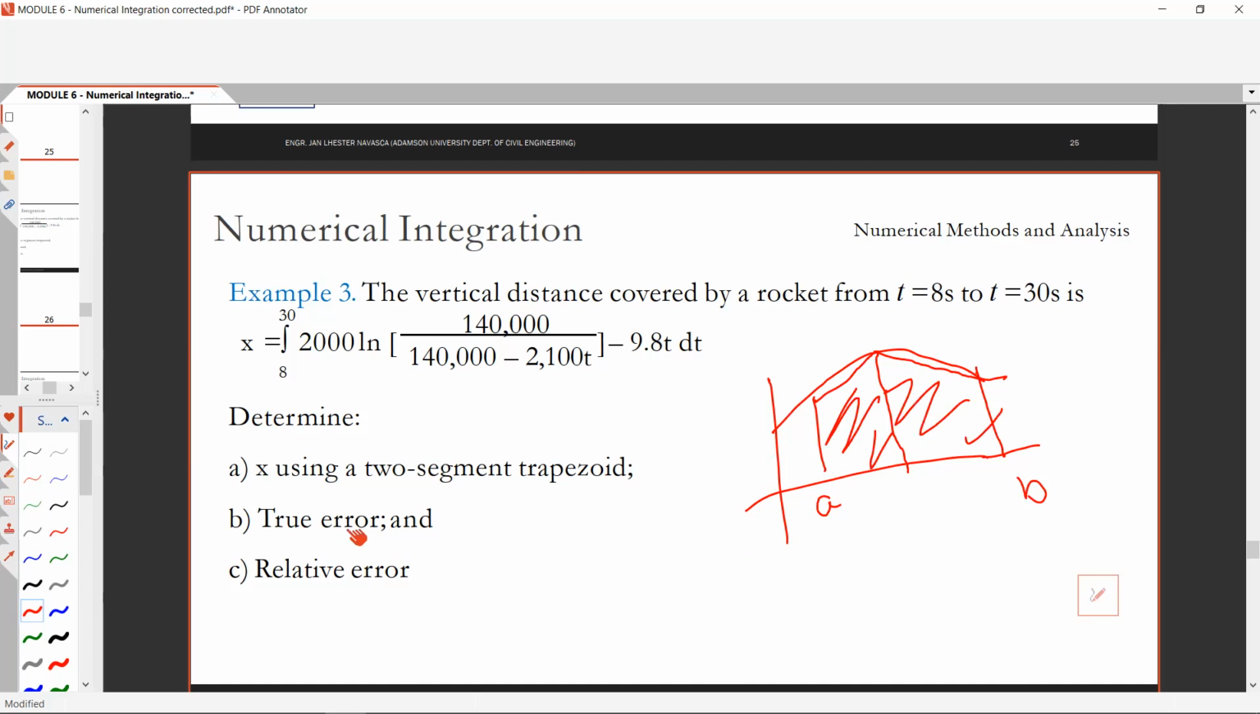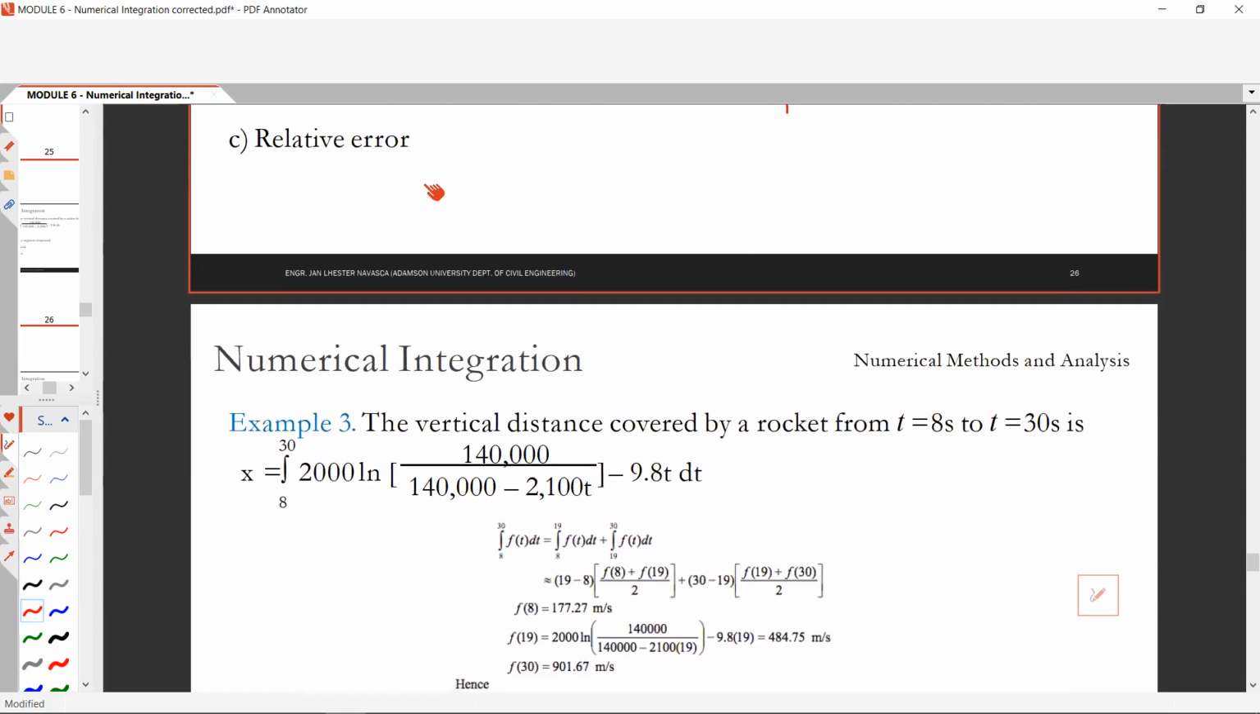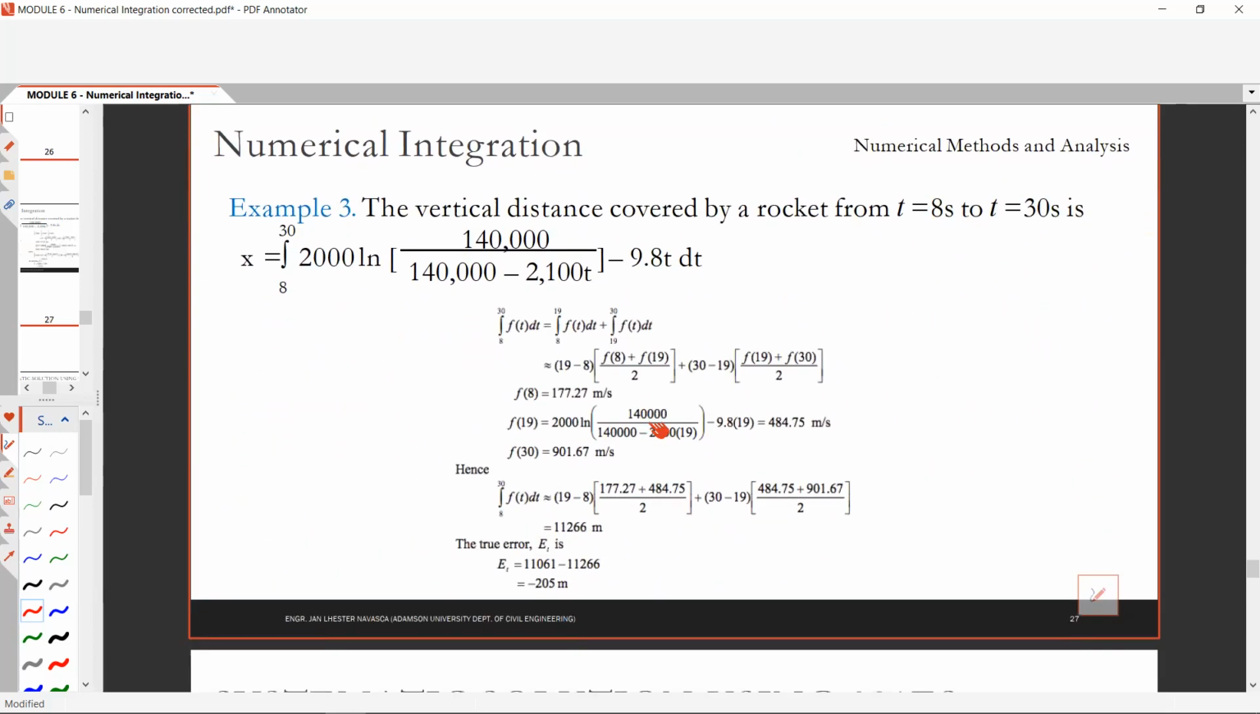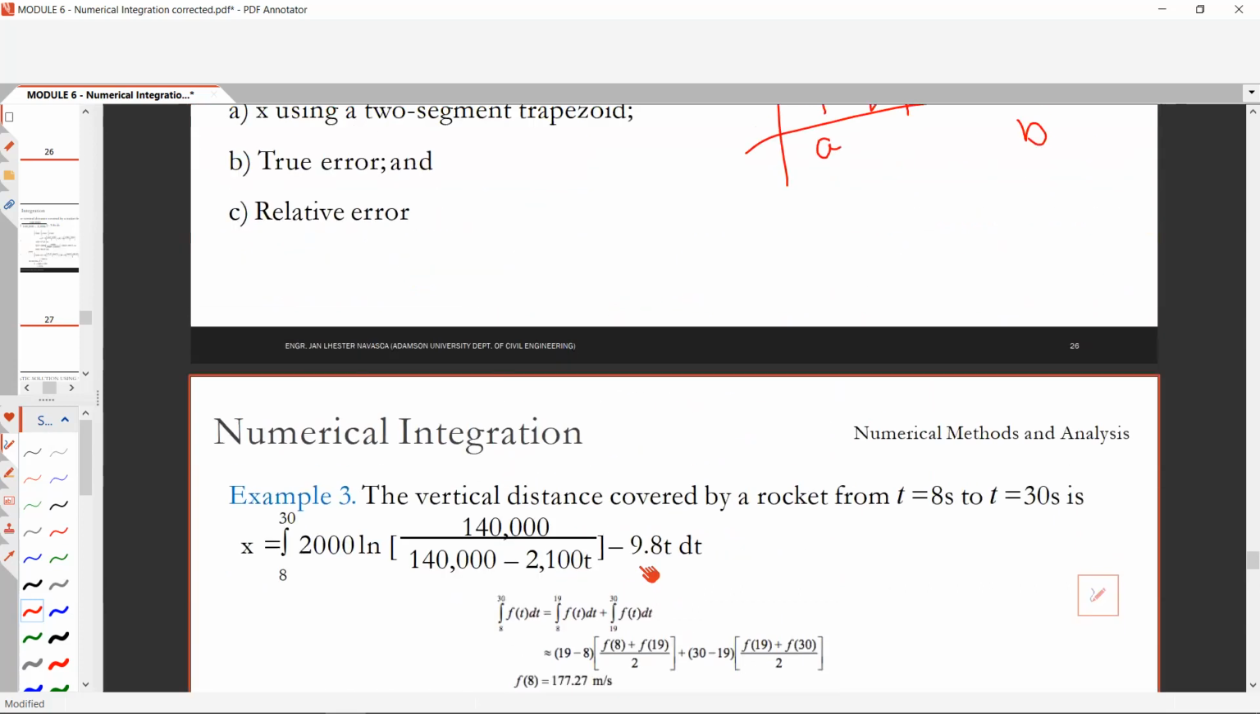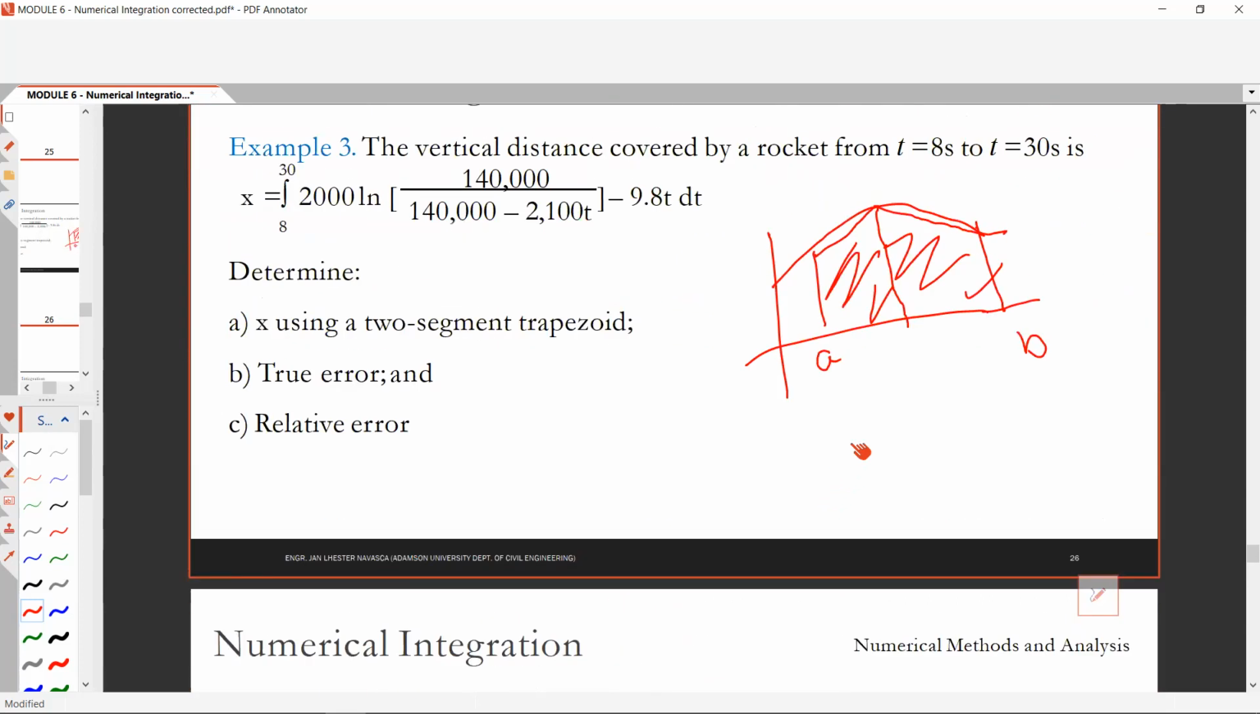Okay. So next one is find the true error and next one is find the relative error. Okay. So problem 1, paano ba natin gagawin 'yon, 'di ba? We have the distance from 8 to 30. Paano ba natin hanapin yung h na 'yan? 'Di ba yung h natin, take note, is b minus a all over n lang. So h natin is 30 minus 8 over 2, which is 22 over 2, 11.